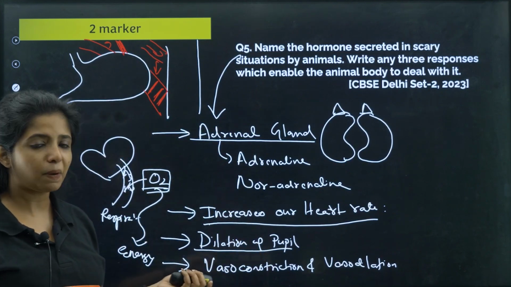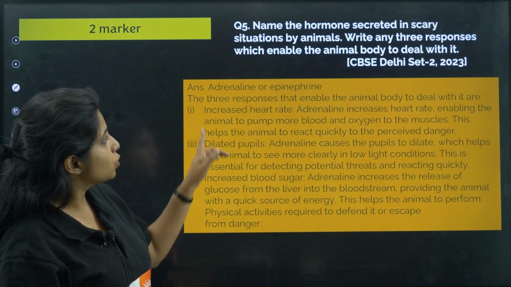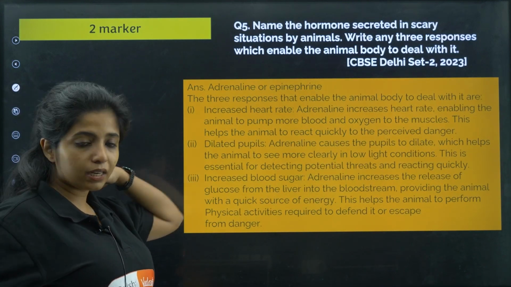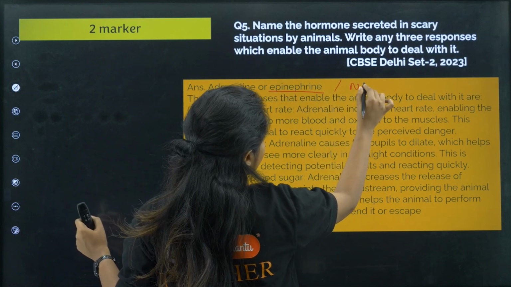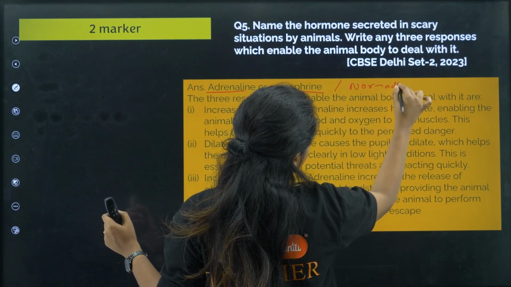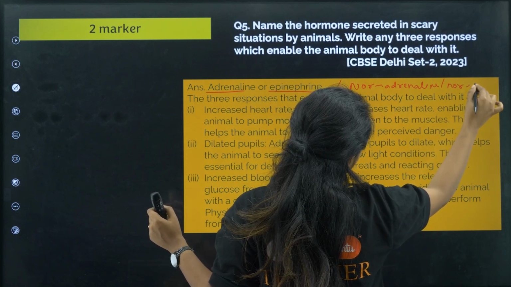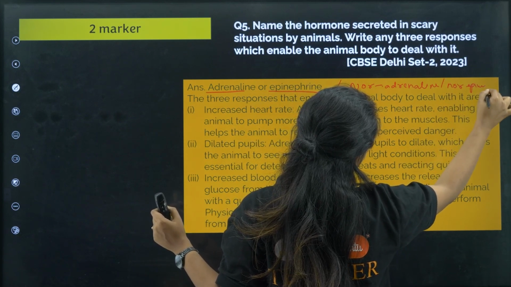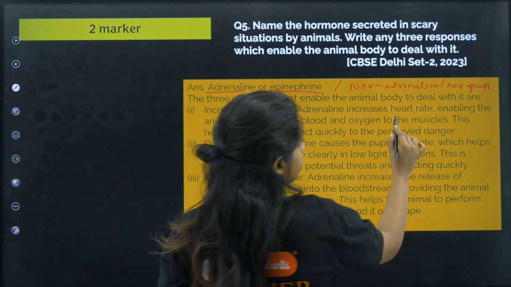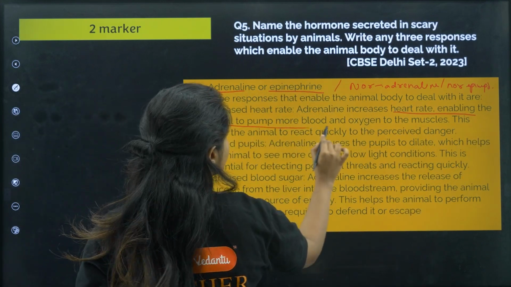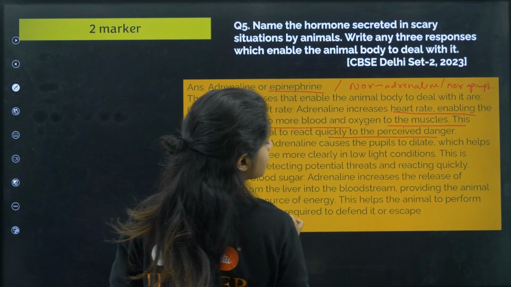So there are 3 things. Apart from this, there could be many other things which might be written over here. Let's see the answer. So adrenaline or epinephrine, or basically the same name, okay? Adrenaline, or it is known as epinephrine, or you have noradrenaline or norepinephrine over here. So 3 responses: increased heart rate. Adrenaline increases heart rate, enabling the animal to pump more blood and oxygen to muscles. This helps the animal to react quickly to the perceived danger.